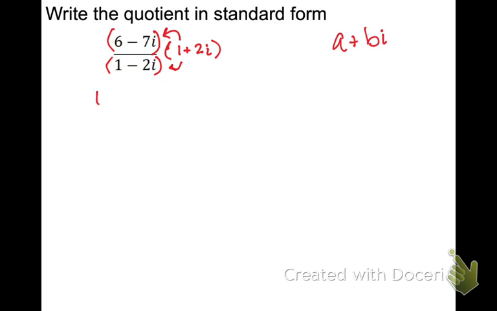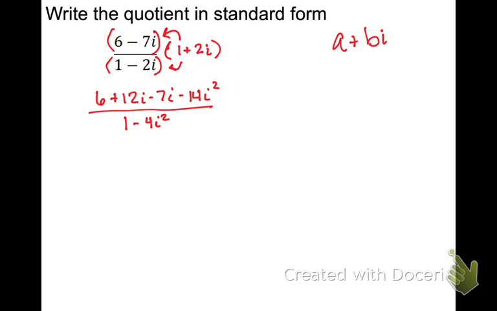Oh, so I get 6 plus 12i minus 7i minus 14i squared. Okay, and on the bottom, I always should get 1 minus 4i squared. Because what happens to the middle two terms? They zero out, right? And that's the whole point of the conjugate.